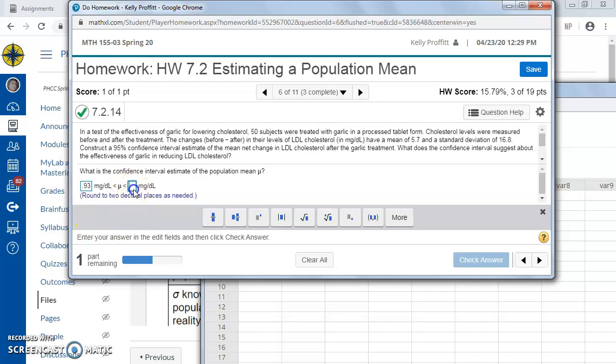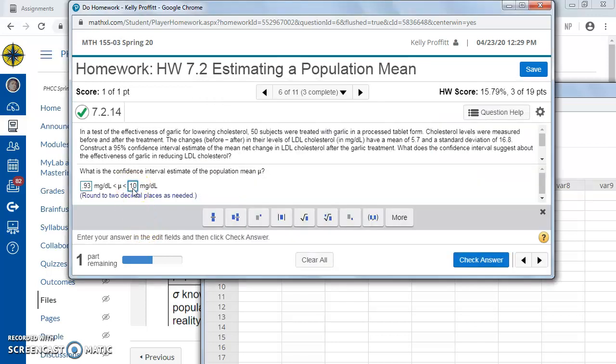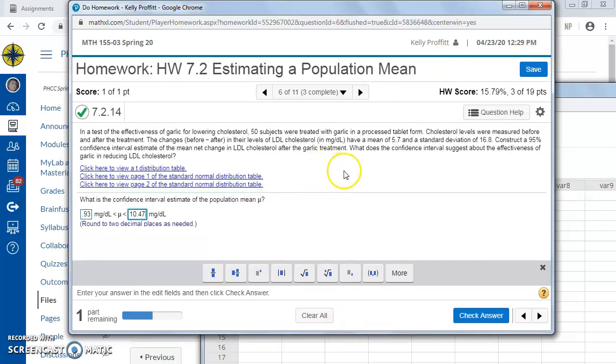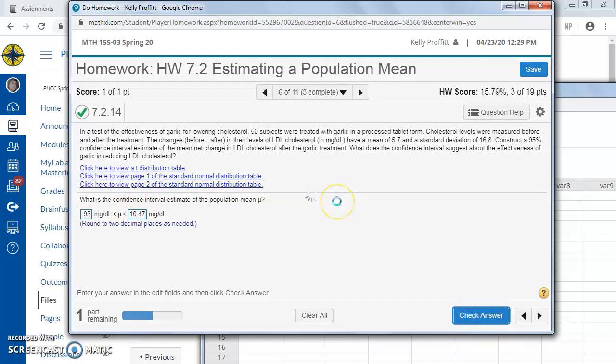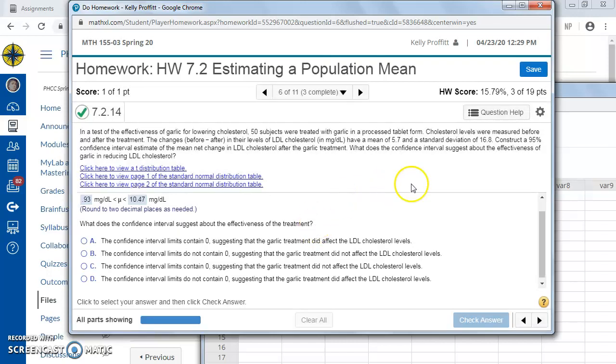0.93, and what was the upper limit, let me go back. 0.93 and then 10.47. Okay, so we've got that information for our confidence interval. All right, let's check that. Okay, that's good. All right, let's see what else it's going to ask us.